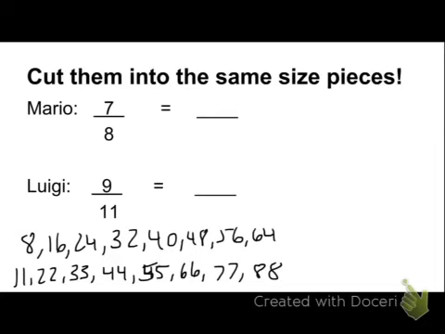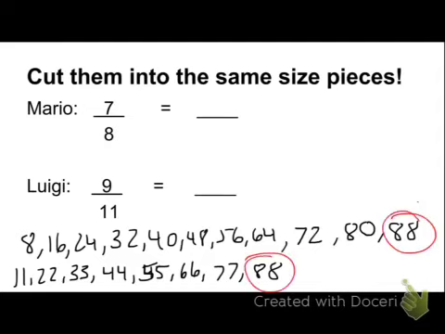So if we look through these two lists and try to find one that's common to both lists, we actually can't find one yet, so I have to keep going with the 8s. 72, 80, 88. And now we have a common multiple, 88. So the goal is to slice up both their pizzas so there are 88 pieces in each pizza instead of 8 or 11.